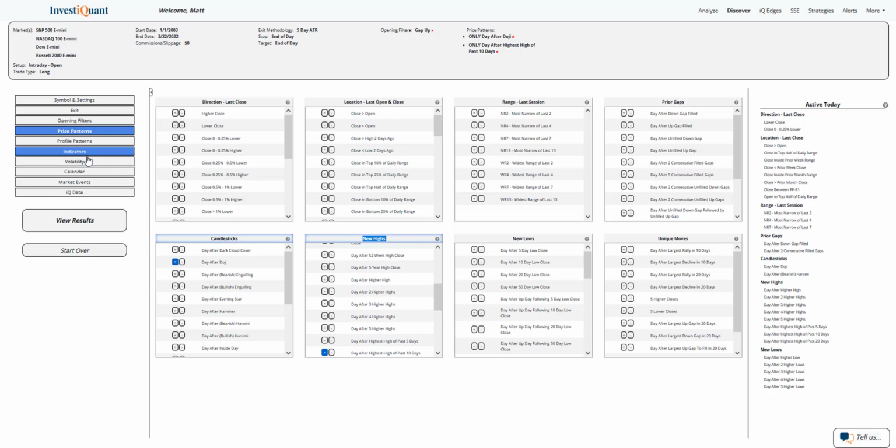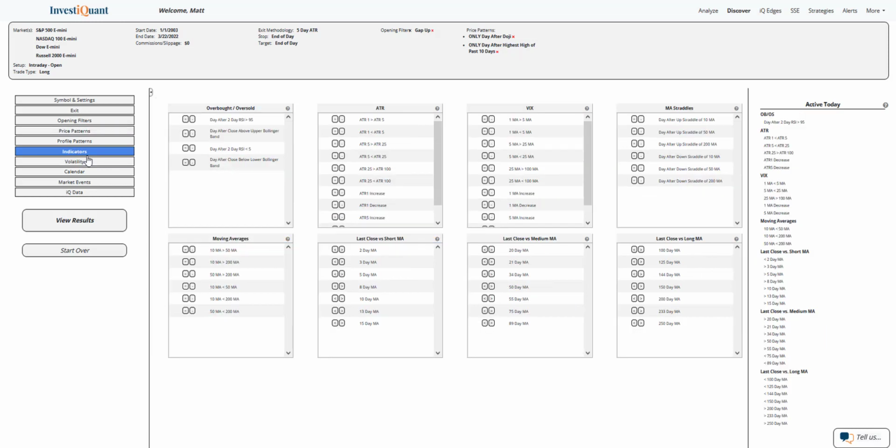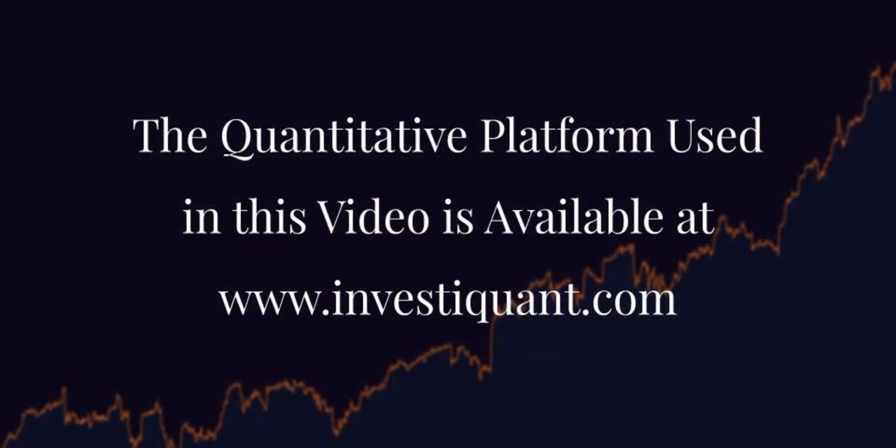And lastly, I'm going to go to the indicators library, and I'm going to say that we closed above a 10 and 200 day simple moving average. Grab both of those. Now I'm going to click view results. All right, here we go.